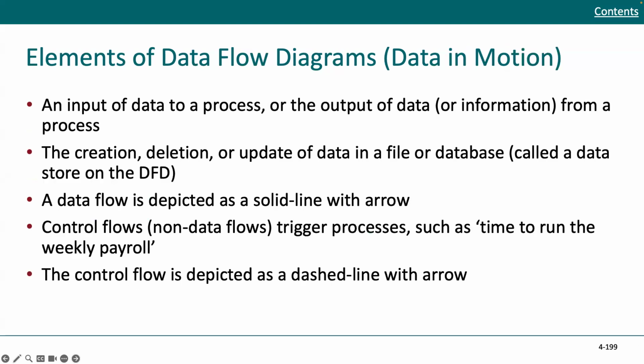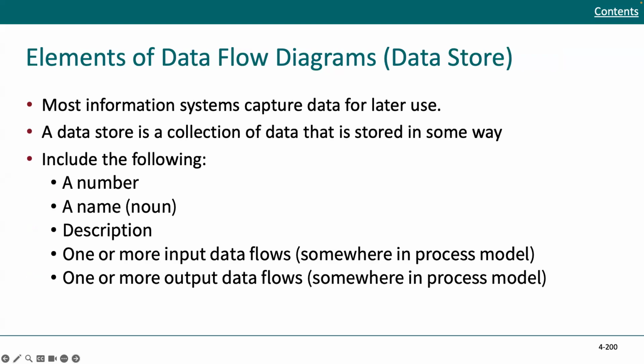Next, we have data in motion, so an input of data to a process or an output of data or information from a process, the creation, deletion, or update of data in a file or database. A data flow is depicted as a solid line with arrows, and control flows trigger processes such as time to run the weekly payroll. The control flow is depicted as a dashed line with an arrow. So once again, we're seeing some of the syntax.